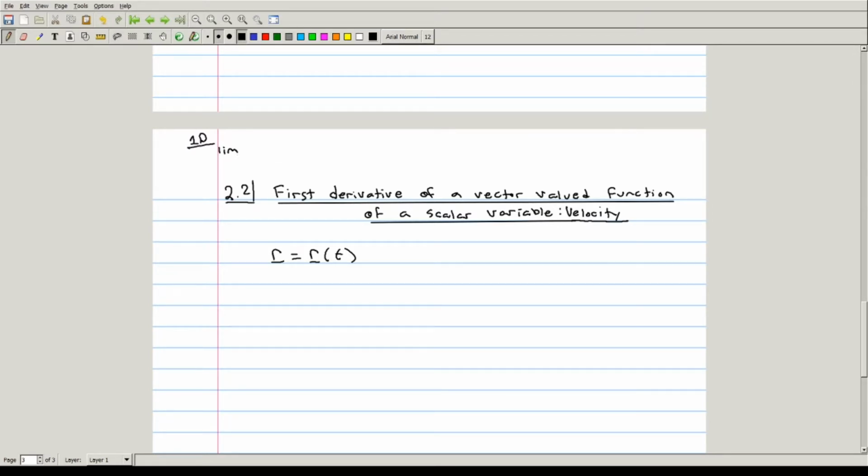The derivative is defined as the limit as h goes to 0 of f of t plus h minus f of t, divided by h. This is exactly what we call f prime at the point t if this limit exists. It's the first derivative of a scalar function of a scalar variable. Let's make it a bubble.